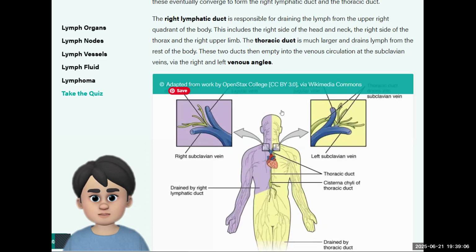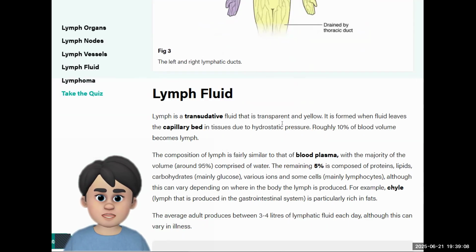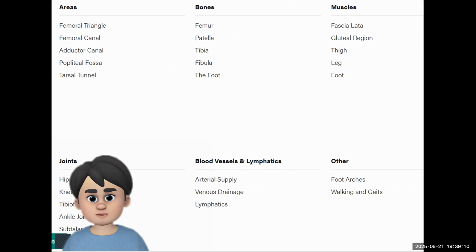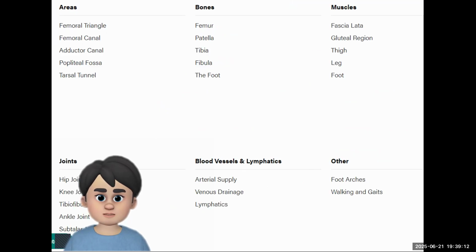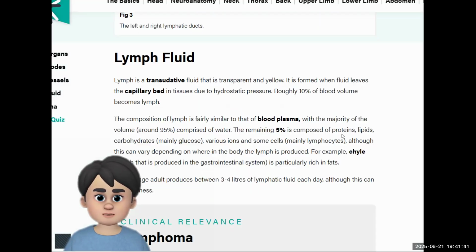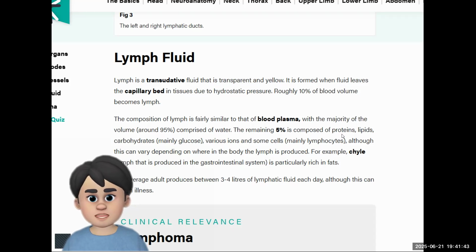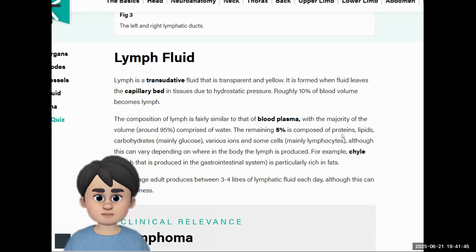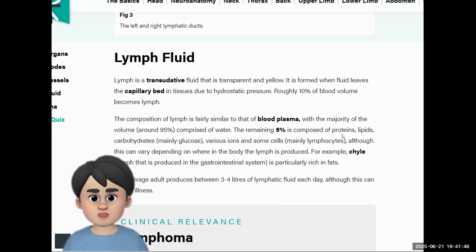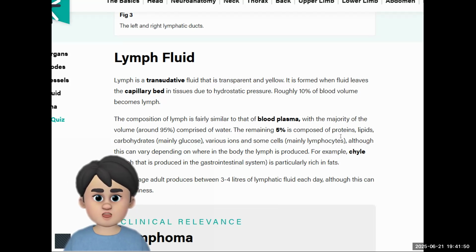Right. එතකොට දැන් ඔන්න දැන් lymph fluid. Right. Now lymph fluid. Lymph is transudative fluid, transparent and yellow. It is formed when fluid leaves the capillary bed in tissue due to hydrostatic pressure. Roughly 10% of the blood volume becomes lymph. A fluid named lymph. Right.